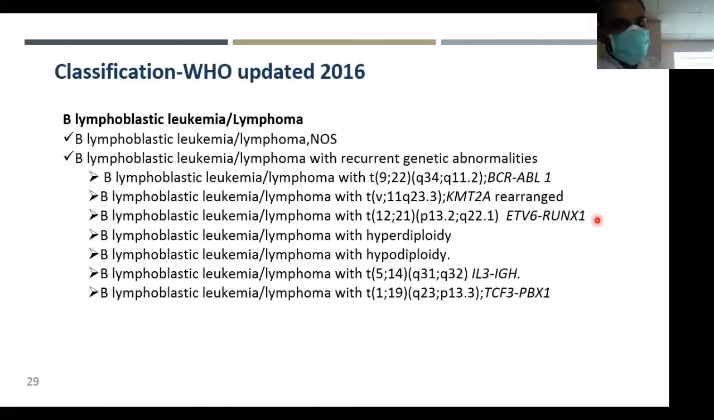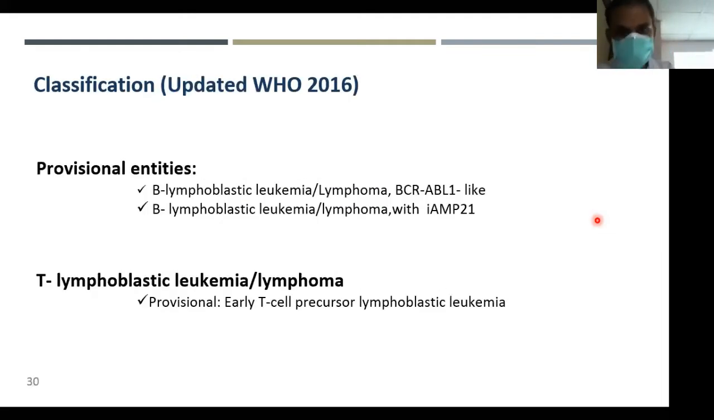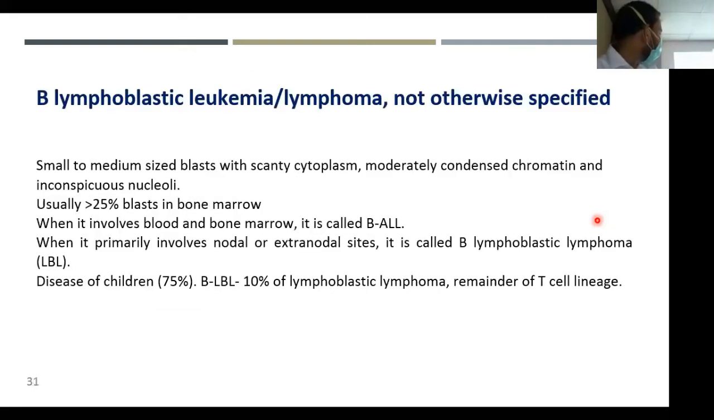And how do you classify? I will rush through this a little bit; I don't intend to bore you. If you open the WHO, this is the Bible. These are the classifications. NOS is where none of the molecular markers which define the entity are present. It's not just B-ALL. It will be with t(9;22), with MLL, with t(12;21). So what is our kid? Okay, t(12;21). So this is our final diagnosis of the kid. And if all these are negative, then it is NOS.